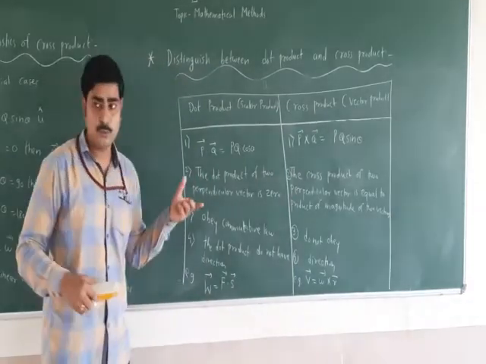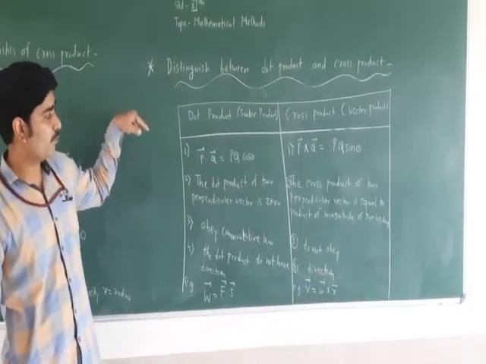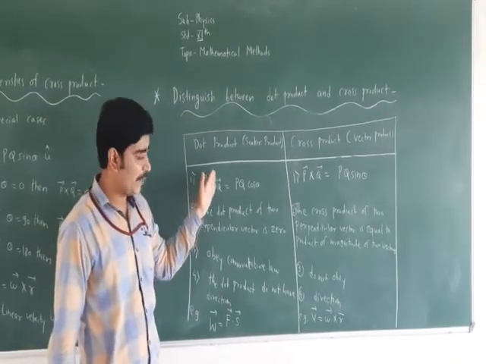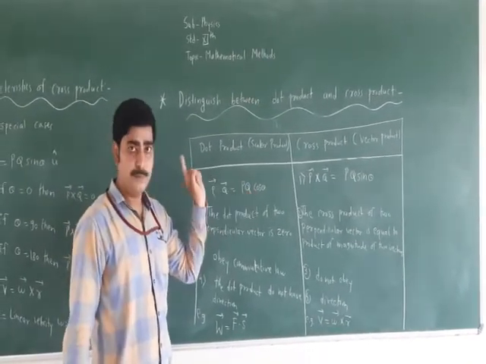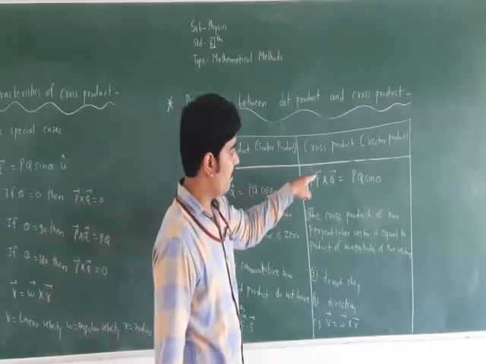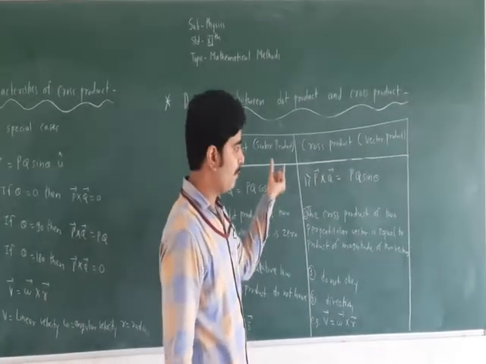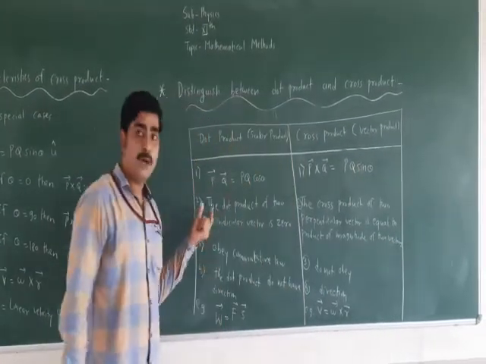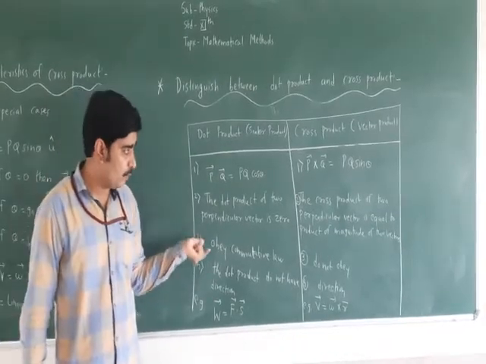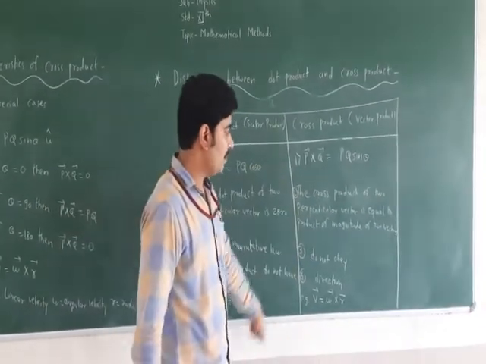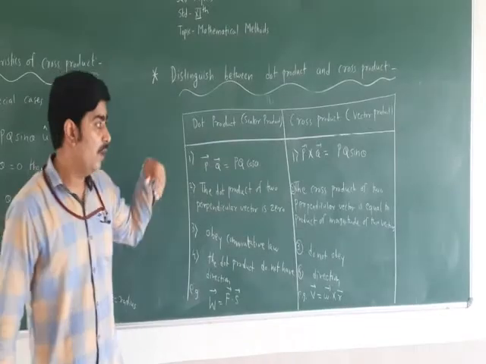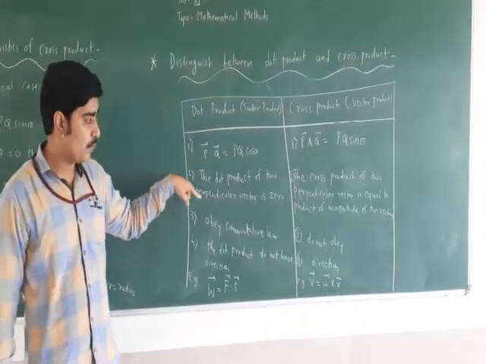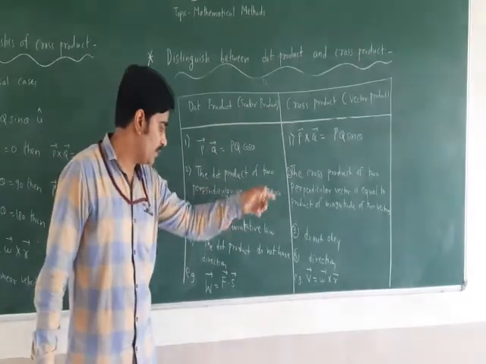Friends, again I am going to make the sentence. First point, the dot product of given two vectors can be defined as a product of magnitude of two vectors and the cosine angle between them. The cross product of given two vectors can be defined as a product of magnitude of two vectors and the sine angle between them. The dot product of two perpendicular vectors is zero. The cross product of two perpendicular vectors is equal to the product of magnitude of the two vectors. The dot product obeys commutative law. The cross product does not obey the commutative law.